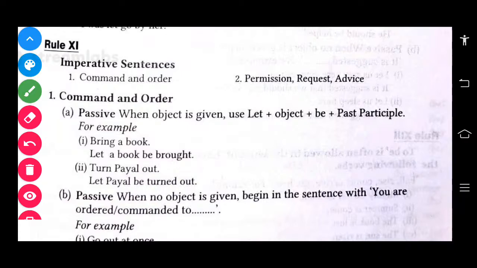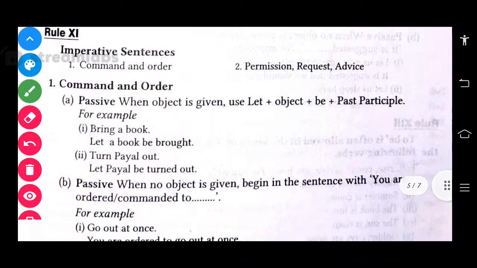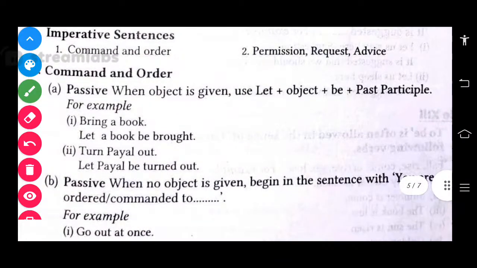Rule number 11: imperative sentences. What does imperative sentence mean? As we learned, a sentence which starts with a verb is an imperative sentence. We generally use imperative sentences to give a command or order, and sometimes for request, advice, or permission also. So here it is used in different ways. Commands or orders.